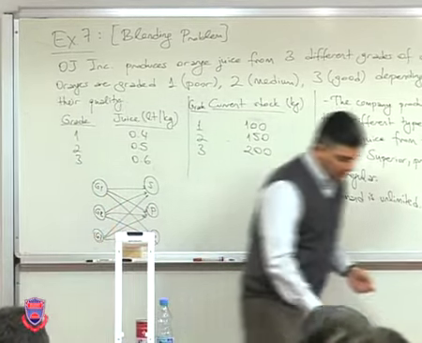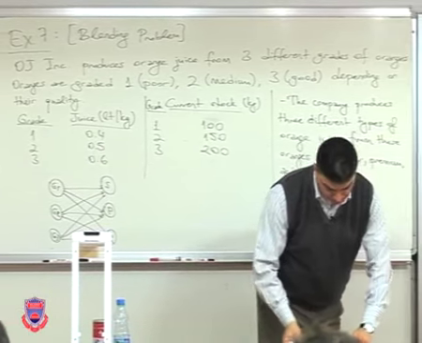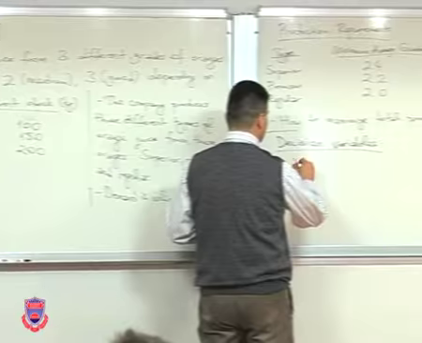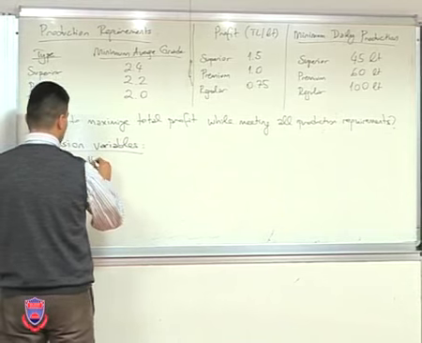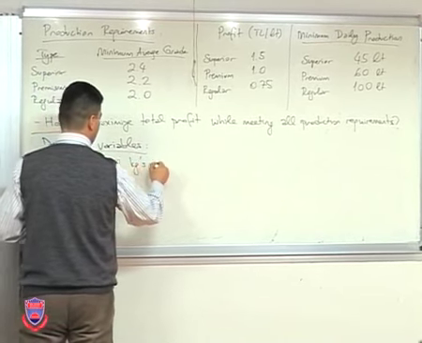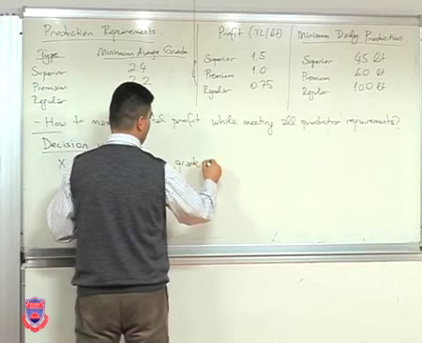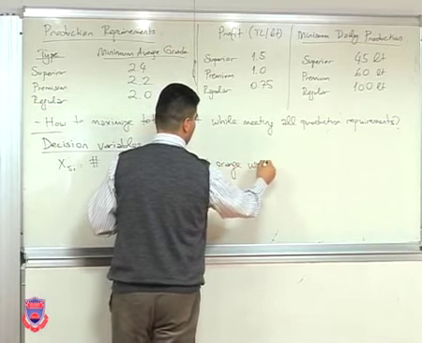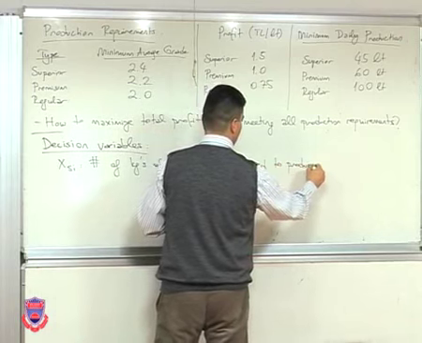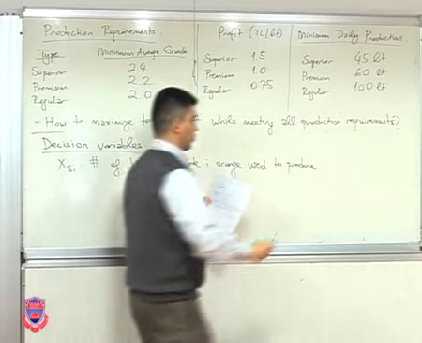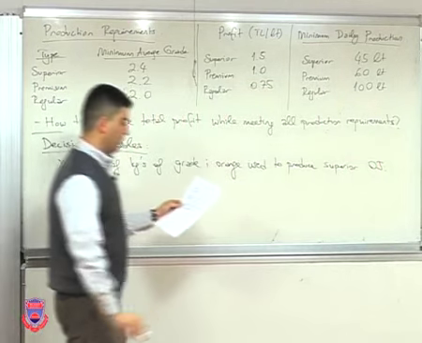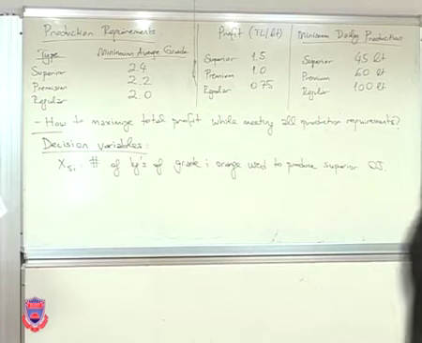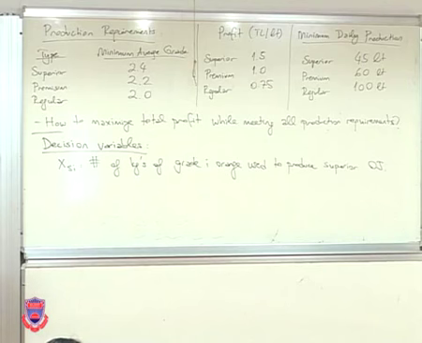So as a result, I'm going to define it in the following way. I'm going to denote by x_Si, so I have two indices, the number of kilograms of grade i orange used to produce superior orange juice. So x_Si denotes the number of kilograms of grade i orange, where i can be 1, 2, or 3, used to produce superior orange juice.